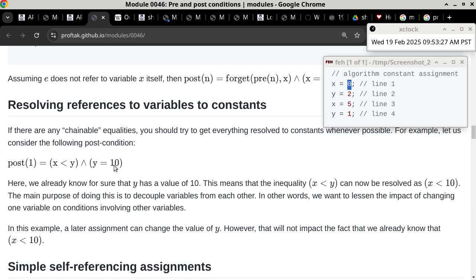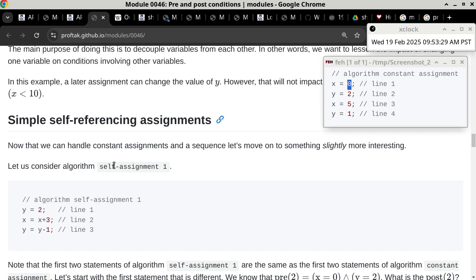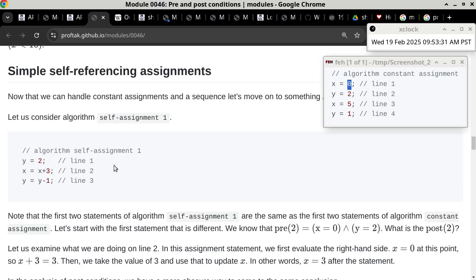Okay, so now the next topic is self-referencing assignments. Now we throw something into here where we have x equals x plus 3, y equals y minus 1, and so on. And I believe that I probably forgot one statement at the beginning. Yes, I did forget one statement. Darn it.